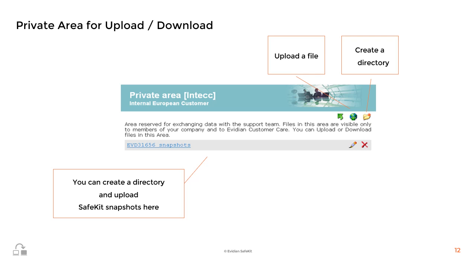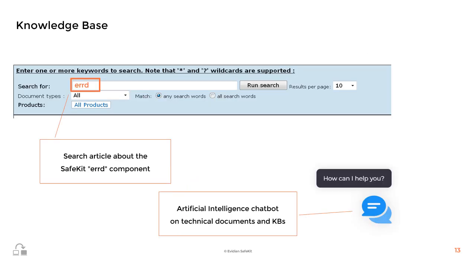The support site also offers a knowledge database. As you can see in the figure, you can search the knowledge base using keywords. In this example, the search is focused on the AirD component of SafeKit. Additionally, there is an artificial intelligence chatbot that indexes technical documents and knowledge base articles, providing answers to questions asked in natural language. This chatbot can help you quickly find relevant information and solutions to your queries, making the support process more efficient and user-friendly.